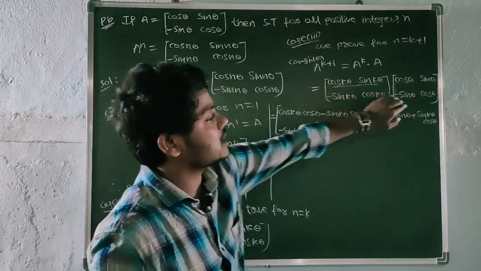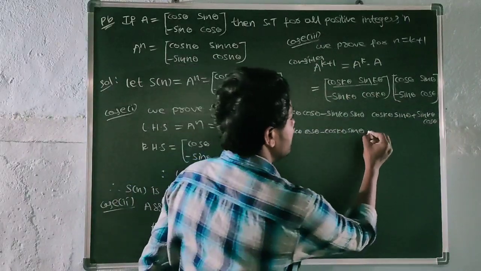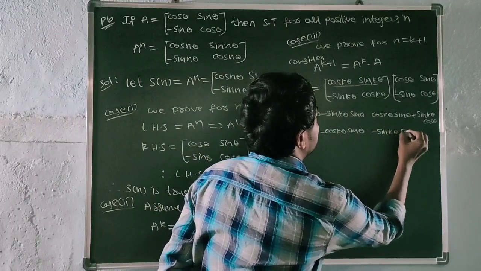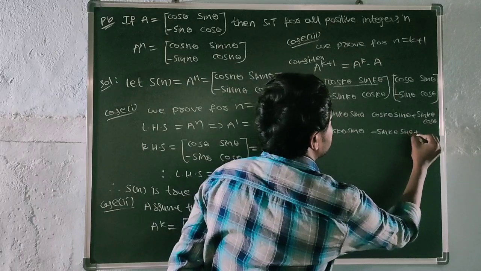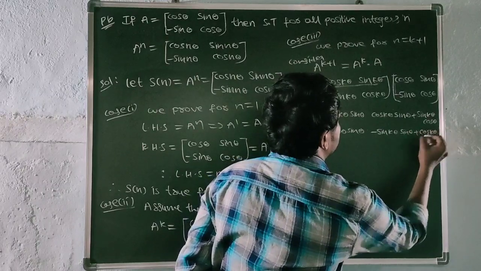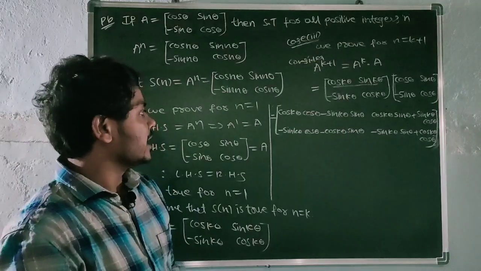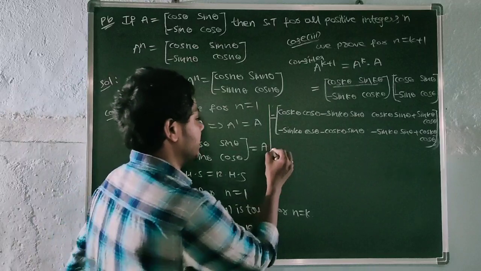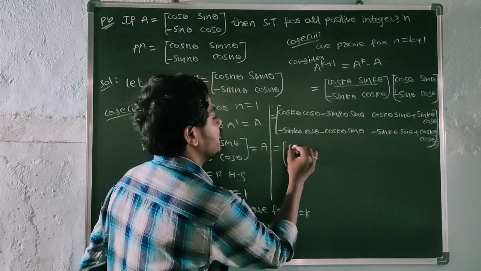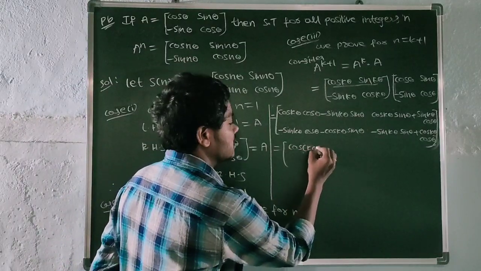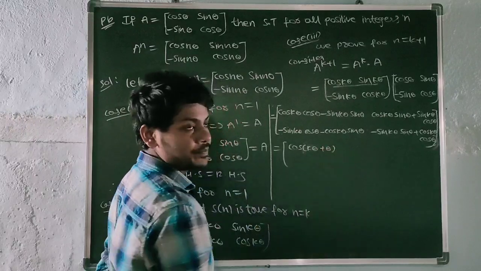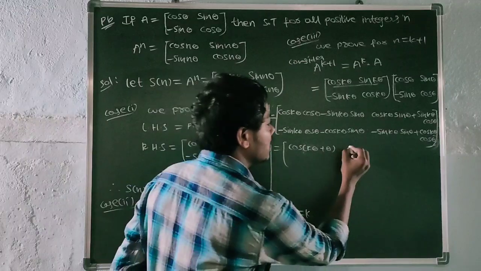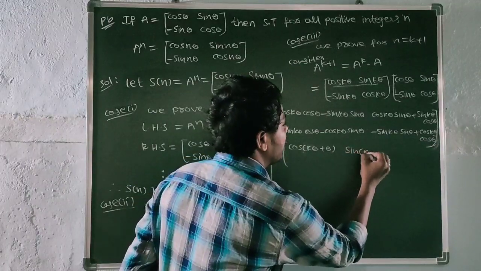Now second row with the second column. So that is minus sin k theta sin theta plus cos k theta cos theta. So here it is in the form of cos A cos B minus sin A sin B. So write as cos of A plus B, that is cos of k theta plus theta. And again, cos A sin B plus sin A cos B, that is what? Sin of A plus B.